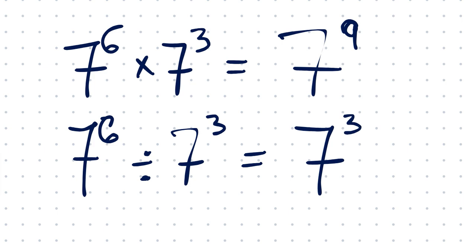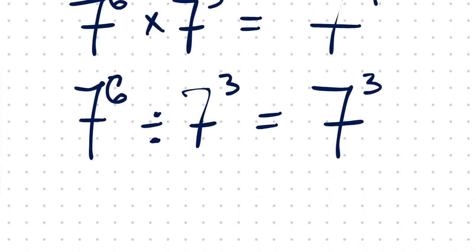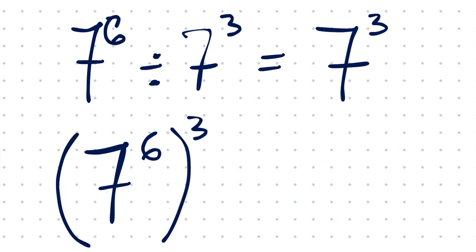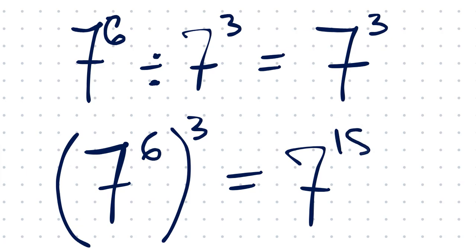Finally, we learned that if we have double exponents, we have to multiply them. So if we have, for example, 7 to the power of 6 and then to the power of 3, that is equal to 7 to the power of 6 multiplied by 3, which is equal to 18. So that would be our lesson for today.